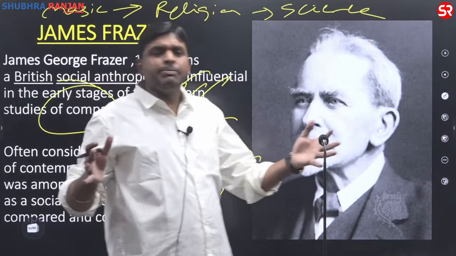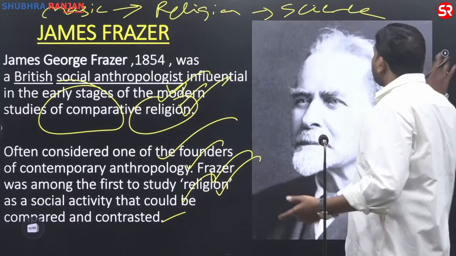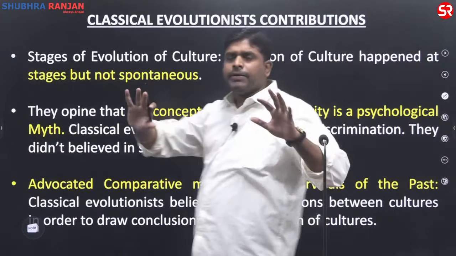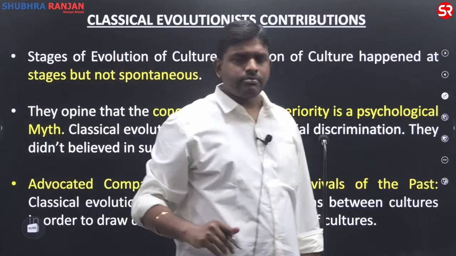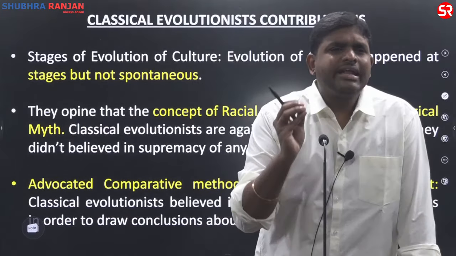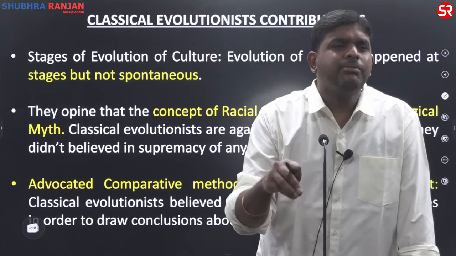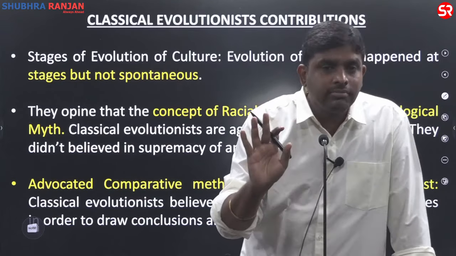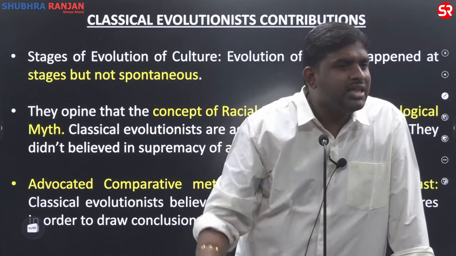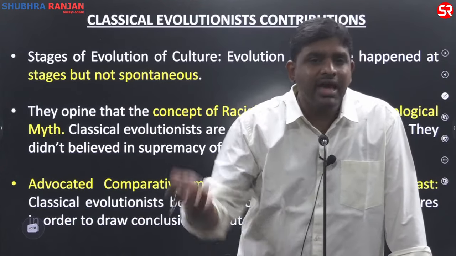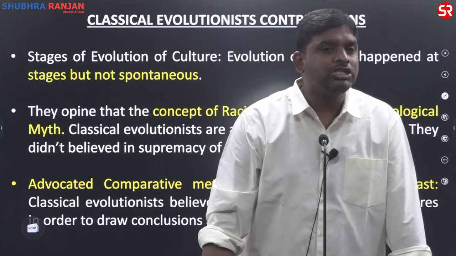So, in this way, these three people are part of the discipline called classical evolutionism. When I say E.B. Taylor, when I say Henry Morgan, when I say James Frazer, there might be some similar contributions. That is the reason I clubbed them together and called them under one particular name. There must be some similarities, so I clubbed everyone together and gave them the name of a school. What is the name of that school? Classical evolutionism. What principles, postulates and provisions does it have?